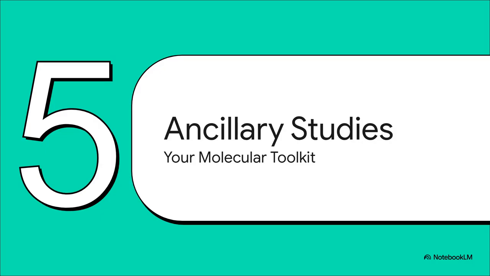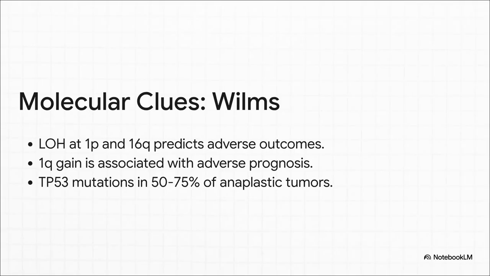All right, last section. Let's talk about our molecular toolkit. Ancillary studies are just essential these days. They help us confirm tough diagnoses, they give us crucial prognostic info, and sometimes they even point to new therapies. So for Wilms tumor, the key molecular markers are all about prognosis. If you find a combined loss of heterozygosity, or LOH, at chromosomes 1p and 16q, that's an adverse sign, and it means the patient's therapy is going to get ramped up. A gain of 1q is also bad news, and no real surprise here, TP53 mutations are found in most of the Wilms tumors that show anaplasia.